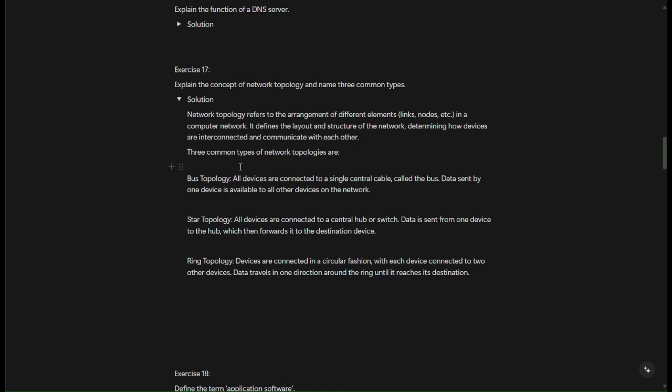Data is sent from one device to the hub, which then forwards it to the destination device. Three, ring topology. In the ring topology, devices are connected in a circular fashion, with each device connected to two other devices. Data travels in one direction around the ring until it reaches its destination. This is the network topology and the three common types of network topology.